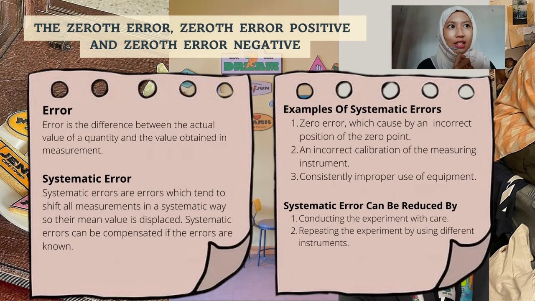First, zero error, which is caused by an incorrect position of the 0 point, and that means when the starting point did not start at the value of 0. And second, an incorrect calibration of the measuring instrument, and third, consistently improper use of equipment. Although systematic error can be reduced by conducting the experiment with care and repeating the experiment by using different instruments.